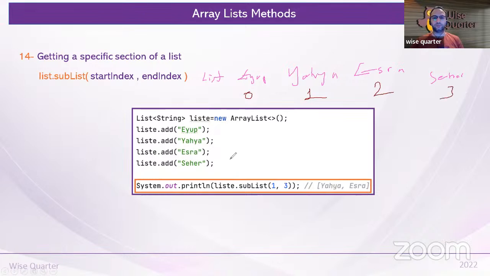How will it work? It will start creating a list from index 1. Index 1 will be included. And if there's another one, this will be the limit. It won't be included. It will be exclusive. Just before the index 3, I will draw a line. And whatever is inside of the box will be the sublist. Yahya and Esra, as you can see.